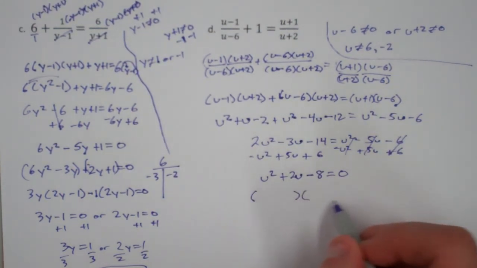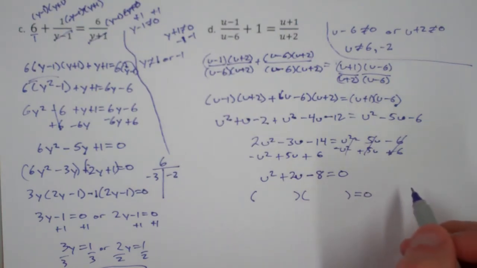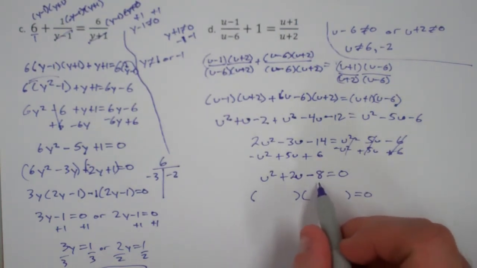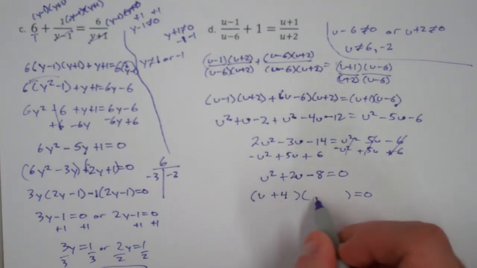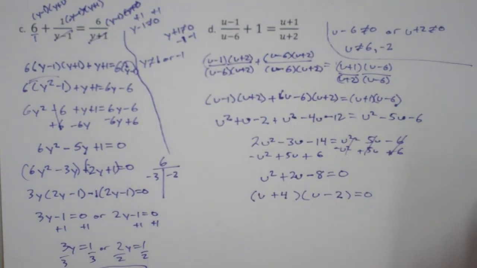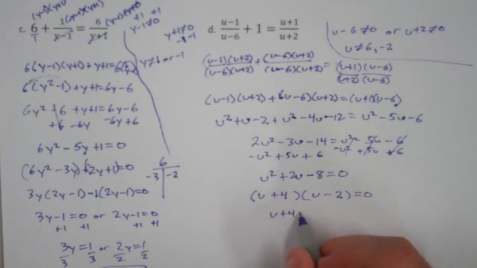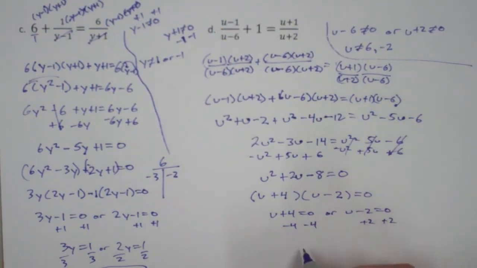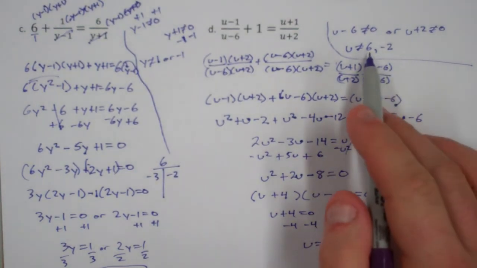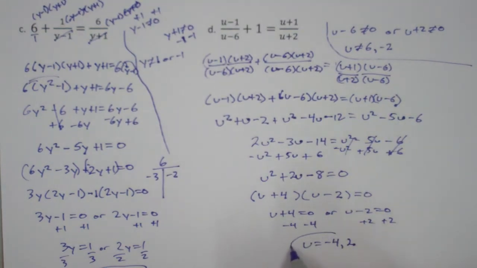Lots of different ways to do this one. I think factoring is going to be easy if we can. So I got to find two numbers. When I multiply them, I get negative 8. When I add them, I get 2. So that's positive 4 and negative 2. U plus 4 could be 0, or u minus 2 could be 0. We'll subtract 4 from each side there and add 2, and we see that u could be negative 4 or 2. Notice how that's not either one of our excluded values, so we are good to go with these.